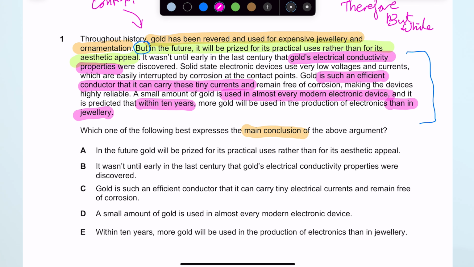In main conclusion ones, make sure that you're finding the identical sentence out of the options, not even a tiny bit changed. So we can read through the options now. In the future, gold will be prized for its practical uses rather than for its aesthetic appeal. As you can see, that is identical. So we're going to be super happy with that. Super quick, nice and easy. This probably could have taken you like 5 seconds, honestly.